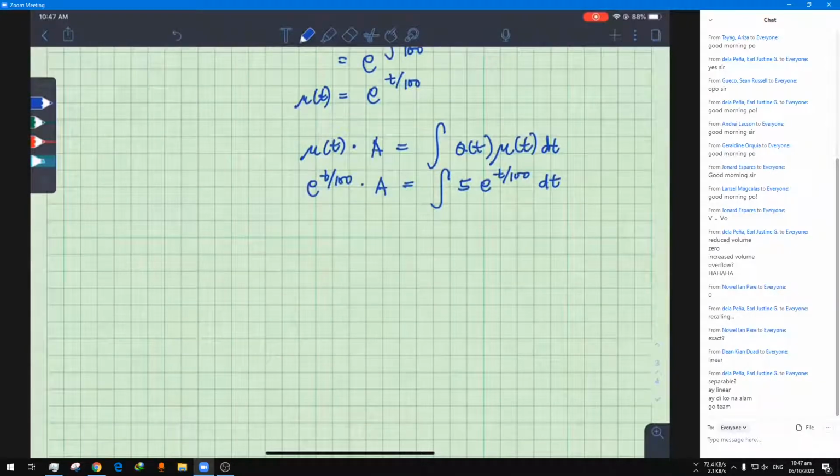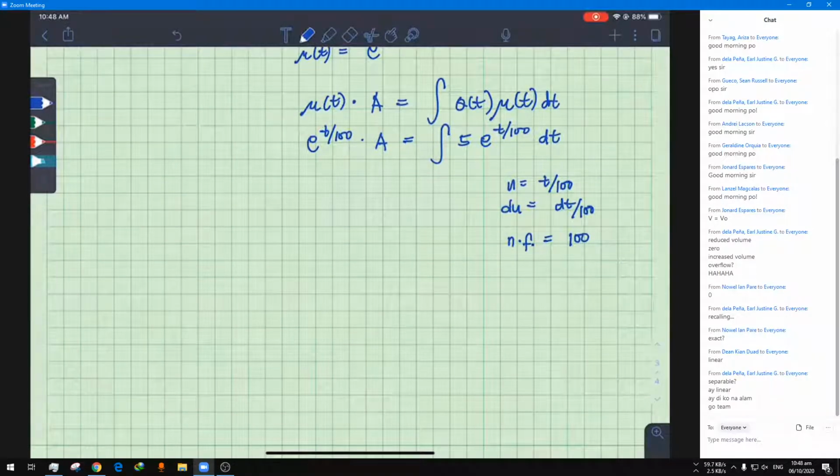So now, to integrate this, our u would be t all over 100. So our du would be dt all over 100. Now, our neutralizing factor would be 1 over 100, or simply 100. Tama? So the inverse of 1 over 100 would be 100.